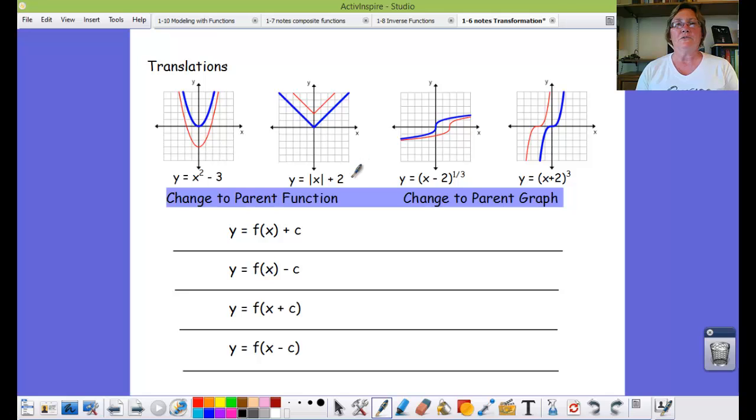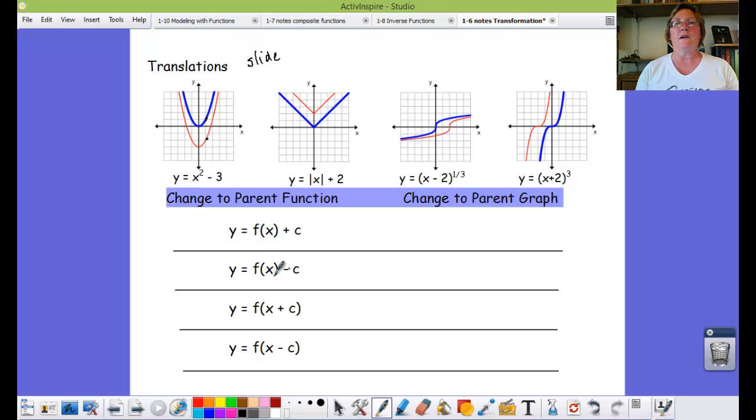Next we want to talk about translations, and that's a slide. Many of us will remember the informal name is a slide. As you look at this function, the parent is the blue, and that's the parabola y equals x squared. The new rule here is x squared minus 3, and notice that it's dropped down by 3. In fact, every point on there that you can identify, if you look, 1, 2, 3 down, that's mimicked right there. Every point is down 3.